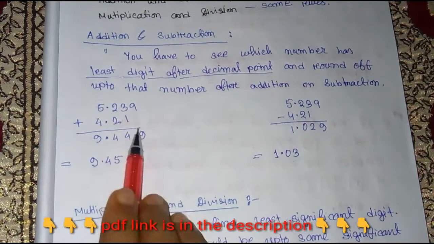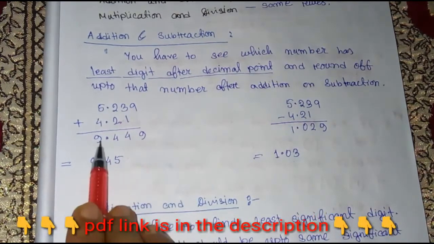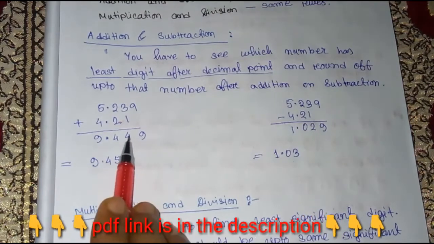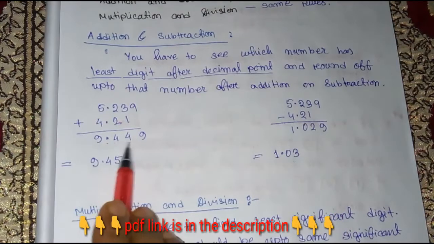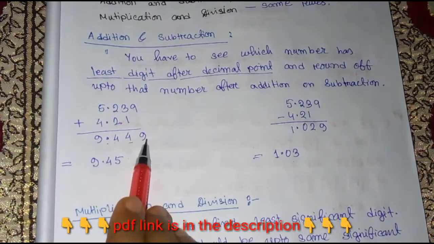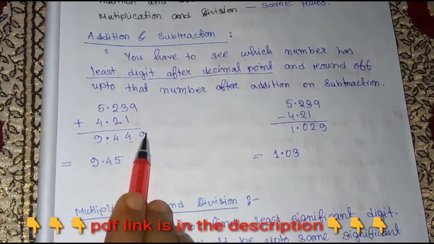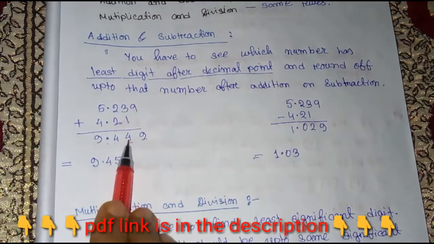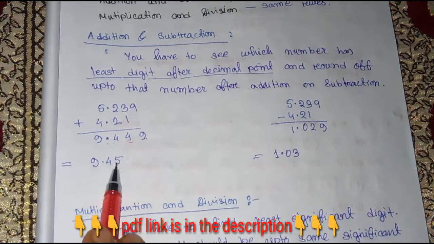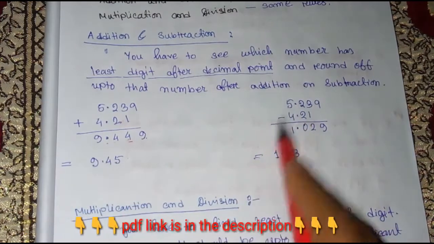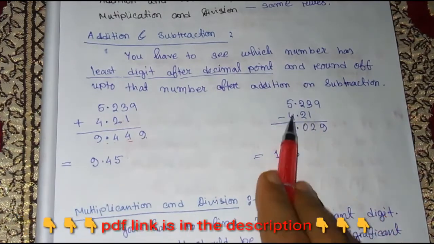So how to calculate this? First add these. It comes to 9.449. Then we have to write up to 2 digits after the decimal point, so we write up to this. Check the next digit. If it is greater than 5, then round off. It is 9 here, so it is greater than 5, so I have rounded it off. So 9.45 it comes. It is very easy, and the same for subtraction also.